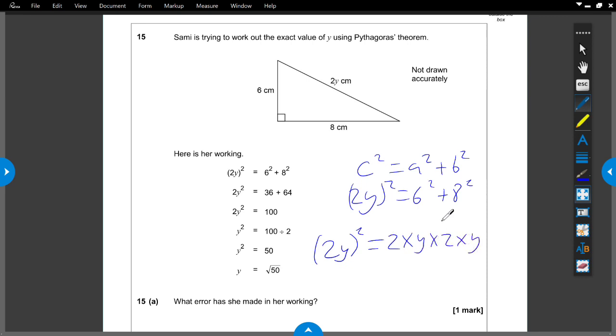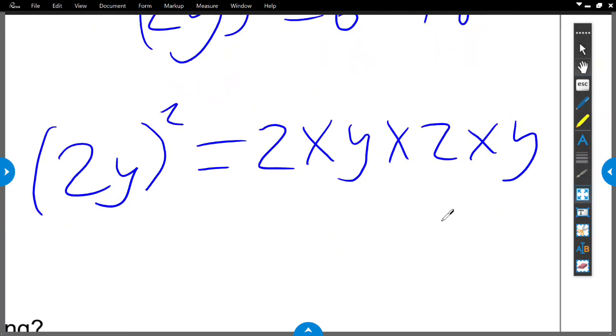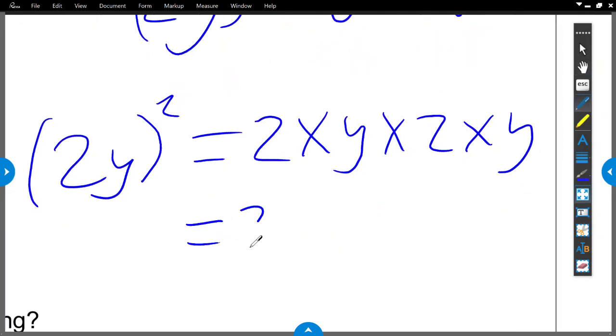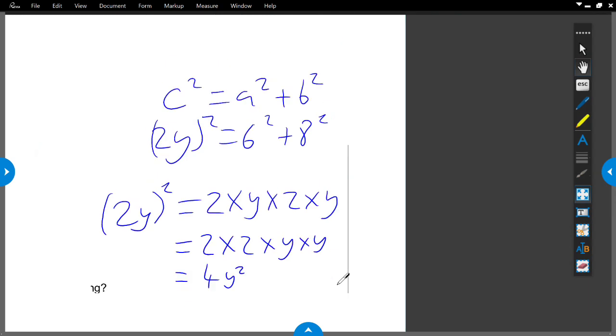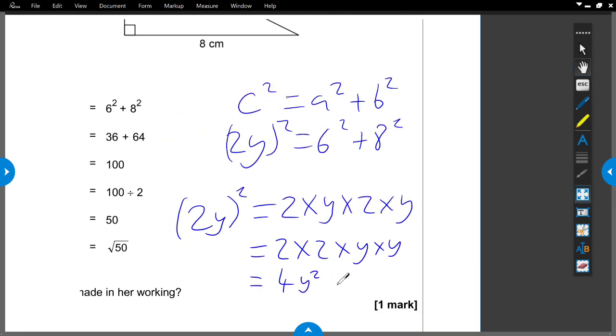2y is 2 times y, and then we're timesing that by 2 times y again. Now, when you're timesing like so, you can arrange that into any order you want. So we can do the 2 times 2 first, and then we can do y times y. When you follow through with this, you get 2 times 2, which is 4, and y squared, 4y squared. So when you're raising two numbers multiplied together by a power, you've raised both of the numbers by the same power. So this is the mistake she made here, but this should have actually gone to 4y squared instead of 2y squared. The rest of it is correct. The math she did was fine.